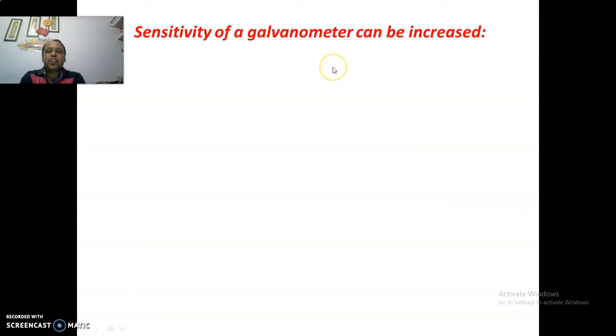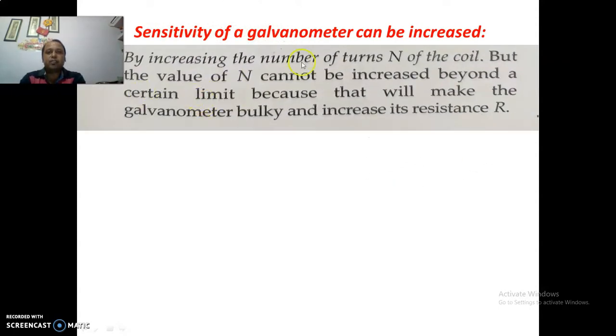Now, how can we increase the sensitivity of a galvanometer? We have seen that the sensitivity of a galvanometer depends on NBA upon K. So naturally we can increase the sensitivity of a galvanometer by increasing the number of turns. But there is a particular limit to the number of turns. If we go on increasing the number of turns to increase the sensitivity, in turn the resistance of the rectangular coil increases, and the rectangular coil becomes very bulky. So it is not possible to increase the number of turns after a certain limit.